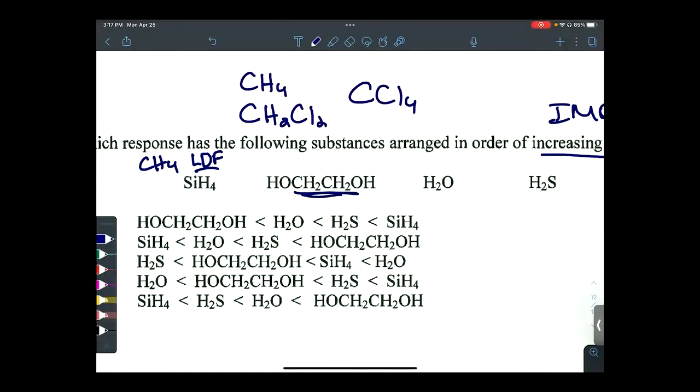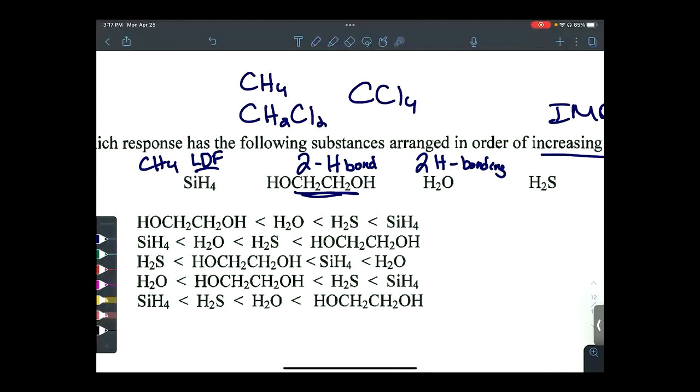Here, this alcohol has 2 alcohol groups. Do you see it? It has 2 sources of hydrogen bonding, 2 H bonding. You see that? And then water also has 2 sources of H bonding. So that's something else.